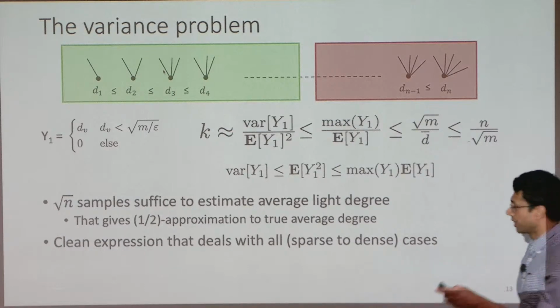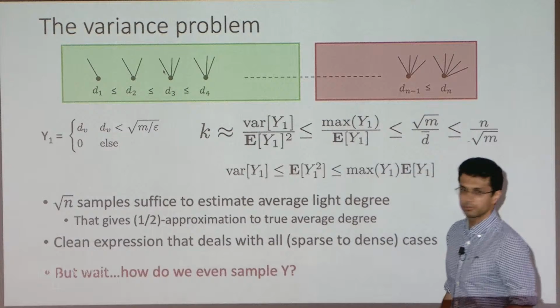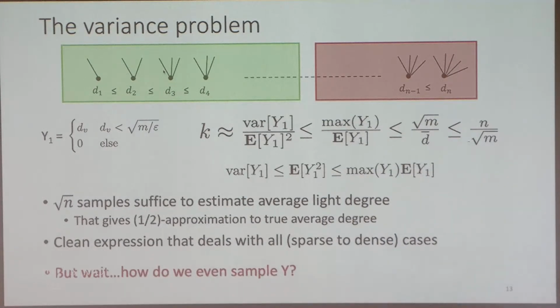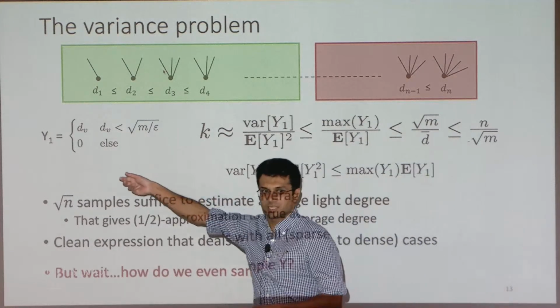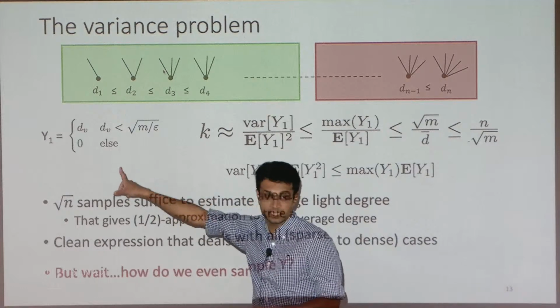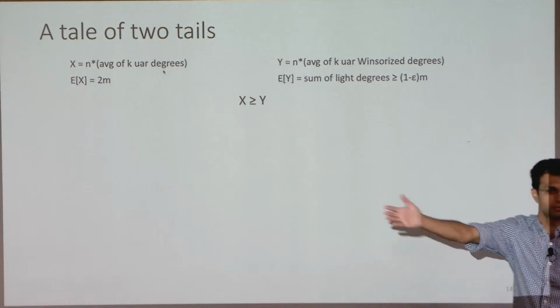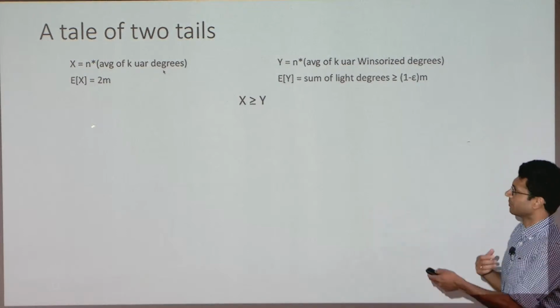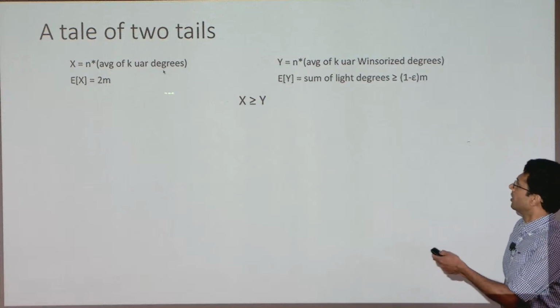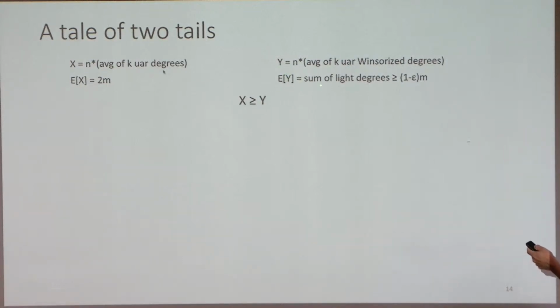Okay, now it was correctly pointed out: how do you even sample y? You don't even know what m is. So the thing is, I'm going to use this as a trick in the analysis. I'm actually not going to sample y. What I'm actually sampling is this variable x, which was n times the average of k degrees, which is basically my unbiased estimator. This y, which was n times the average of the Windsorized degrees, I know that its expectation is at least (1 minus epsilon) m. It's not 2m. This is like the half approximation. I know that x is greater than or equal to y.